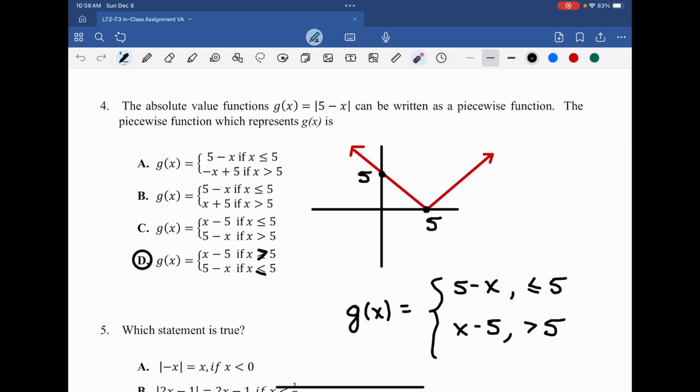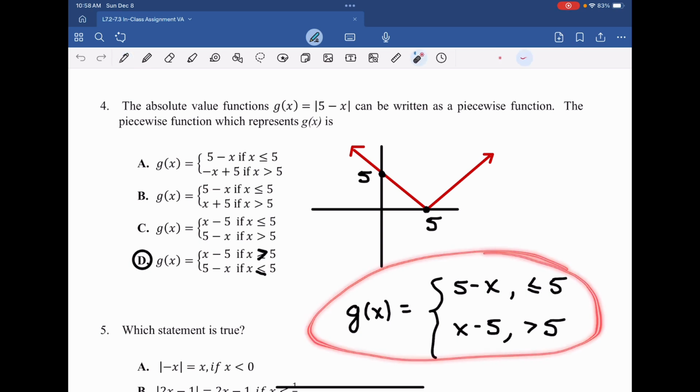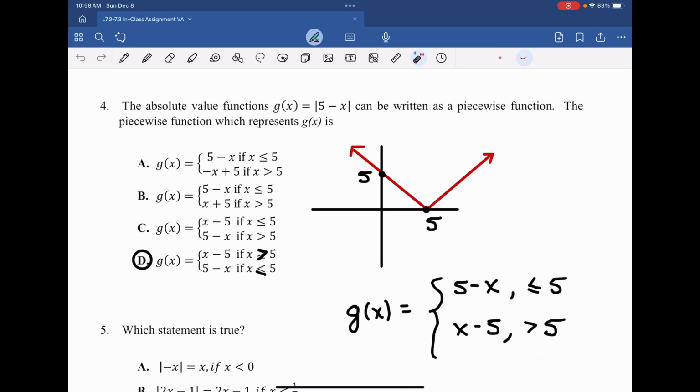Here's where I'm going to clearly explain why we have to have it in our piecewise function in a very specific way. Now, when I map this out, here's what happens. So we take an absolute function in question number 4, g of x equals the absolute value of 5 minus x, and it can be written as some sort of piecewise function. Now, the piecewise that represents this is the following.